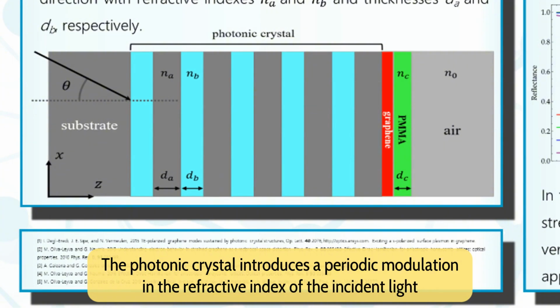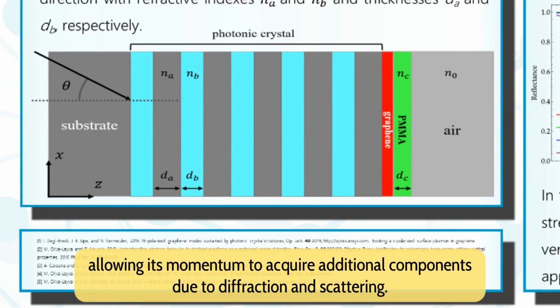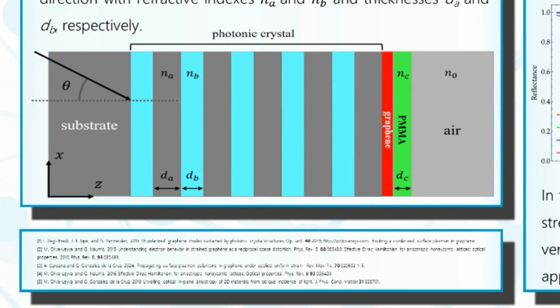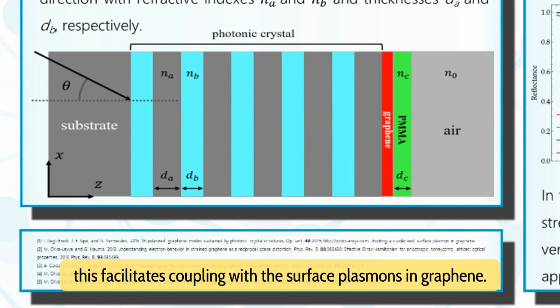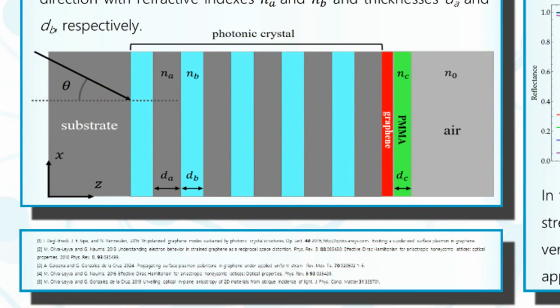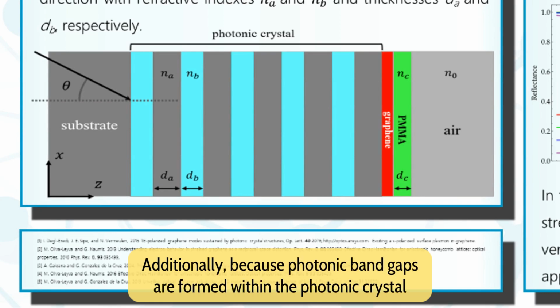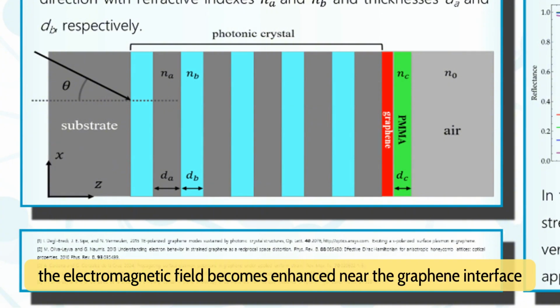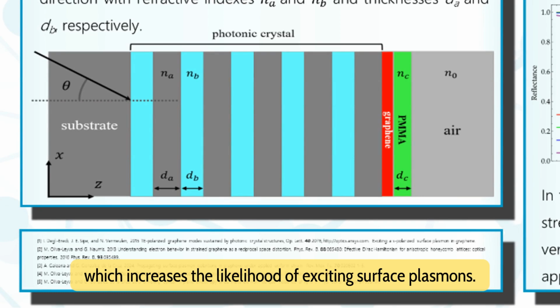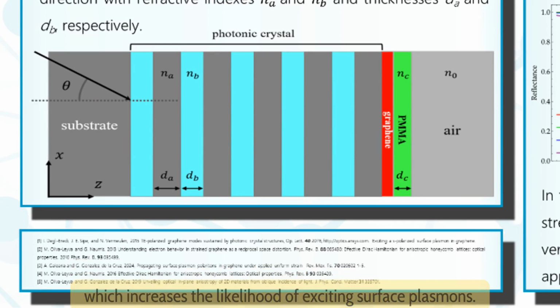The photonic crystal introduces a periodic modulation in the refractive index of the incident light, allowing its momentum to acquire additional components due to diffraction and scattering. This facilitates coupling with the surface plasmons in graphene. Additionally, because photonic band gaps are formed within the photonic crystal, the electromagnetic field becomes enhanced near the graphene interface, which increases the likelihood of exciting surface plasmons.